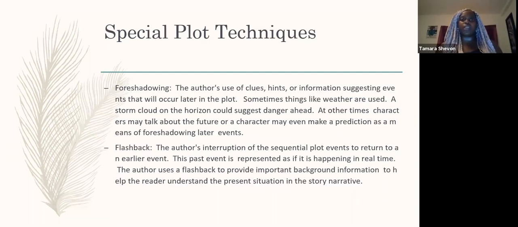So special plot techniques, we'll get into this a little bit more in the next lesson, but foreshadowing is when the author leaves little clues around the story to kind of predict what might happen further on in the story or later on in the story. Flashbacks, a lot of authors use flashbacks so that you can get information about something that happens in the story without having to have a whole 60 pages about it. You can be like, oh, flashback to when he was married. Boom, now we're back. He's not married now, but now you know he was married. It kind of just helps the story move along.